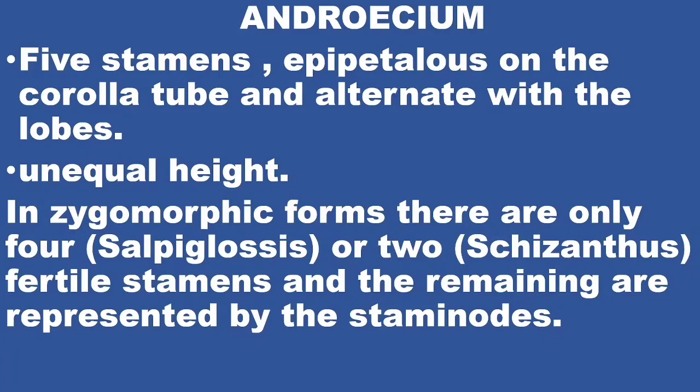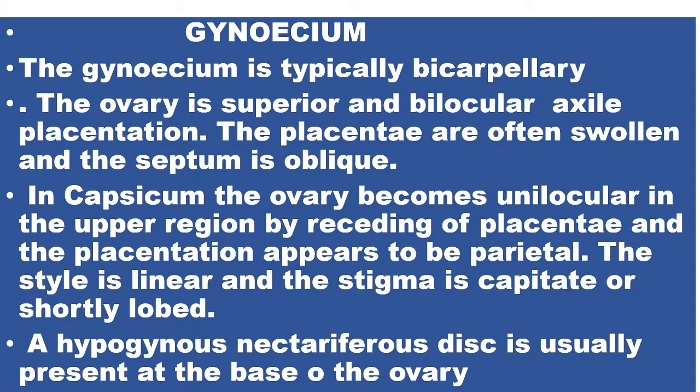In the zygomorphic form, there are only four fertile stamens, for example in Salpiglossis, or two in Schizanthus, and the remaining are represented by staminodes. Gynoecium is typically bicarpellary. The ovary is superior and bilocular. Axile placentation. The placentae are often swollen and the septum is oblique. Swollen oblique septa is the characteristic of Solanaceae.